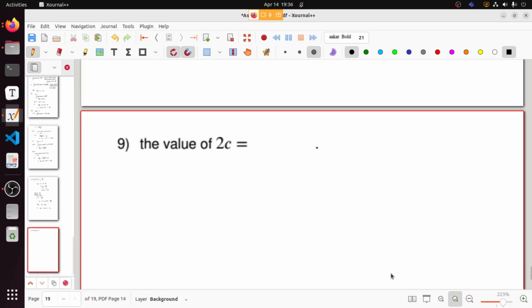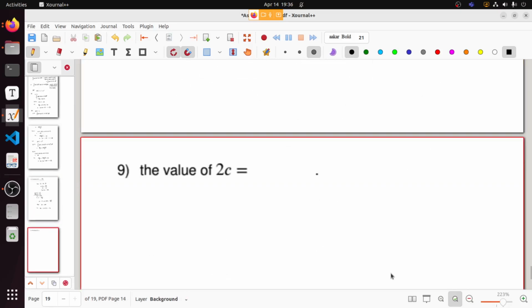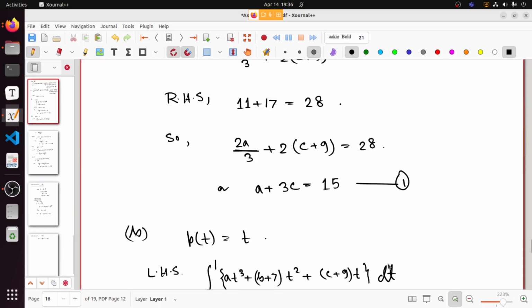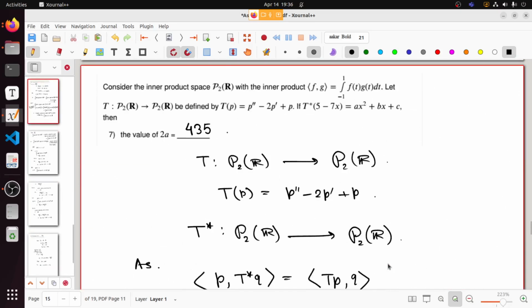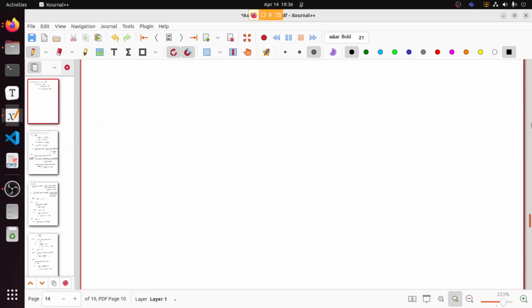Now what is question number 9? The value of 2c. C we have got minus 135 by 2. So 2c is minus 135 by 2 into 2. So this is minus 135. Value of 2c is minus 135. Right. So question number 9 is also done. And this is the last question. So you have to find the value of ABC. So this is done. So assignment 11 is done. It's finished.